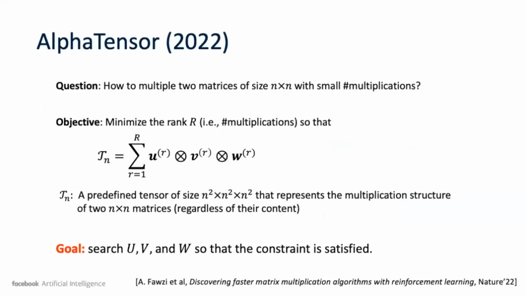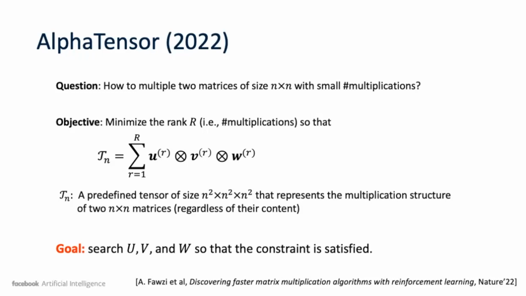Recently, DeepMind also came up with this AlphaTensor approach. This is also an application of the AlphaZero kind of method. The question of AlphaTensor is how to multiply two matrices of size n by n with a small number of multiplications. We all know Strassen's matrix multiplication: you can multiply two by two matrices with only 7 multiplications. But what happens with larger and larger matrices?